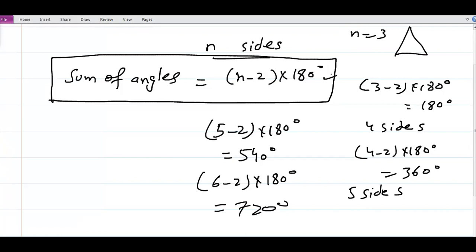Okay, tomorrow inshallah we will take the regular polygons and irregular polygons, each angle in the polygon, each side in the polygon, interior, exterior angles of the polygons we will take inshallah.